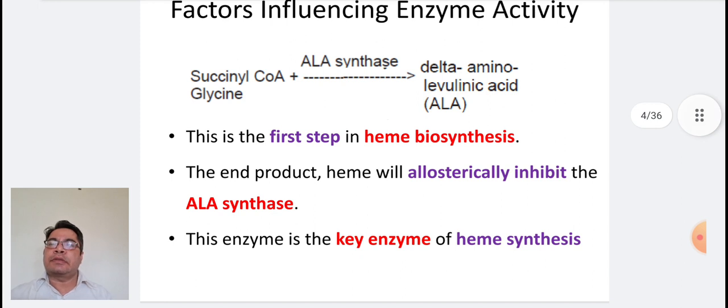First example is succinyl CoA plus glycine in the presence of the enzyme ALA synthase giving delta aminolevulinic acid. This is the first step in heme synthesis. The end product heme will allosterically inhibit the ALA synthase. This enzyme is the key enzyme of heme synthesis.